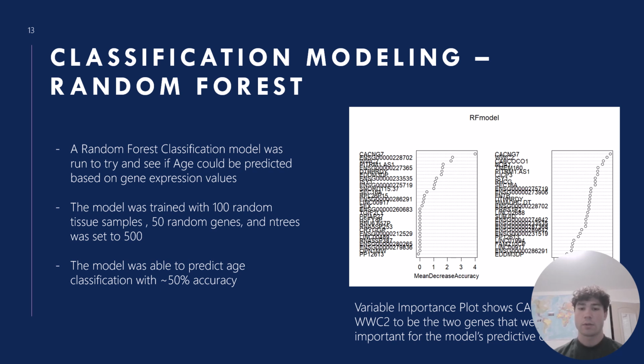Those are CACNG7 and WWC2. For WWC2, there's still some ongoing research as to what exactly this gene does, but some have found it linked to cancer in the brain. And I think that CACNG7 is an ion channel that's super important for cognitive function as well. So I found those to be interesting and they go along with the data that I've been looking at.